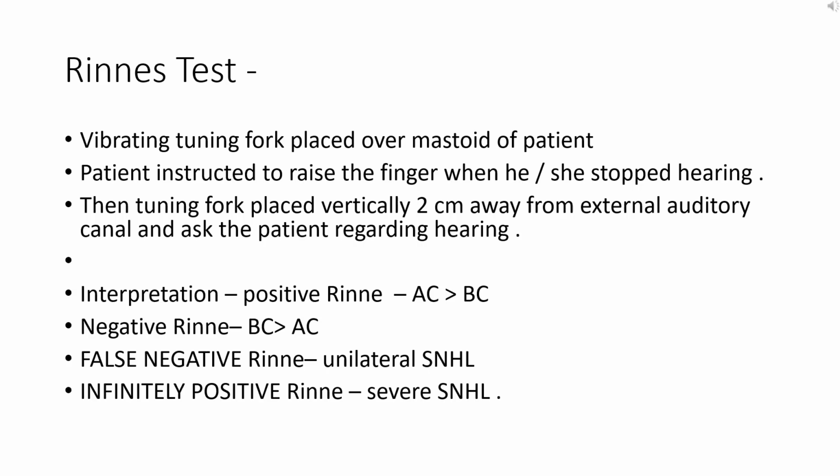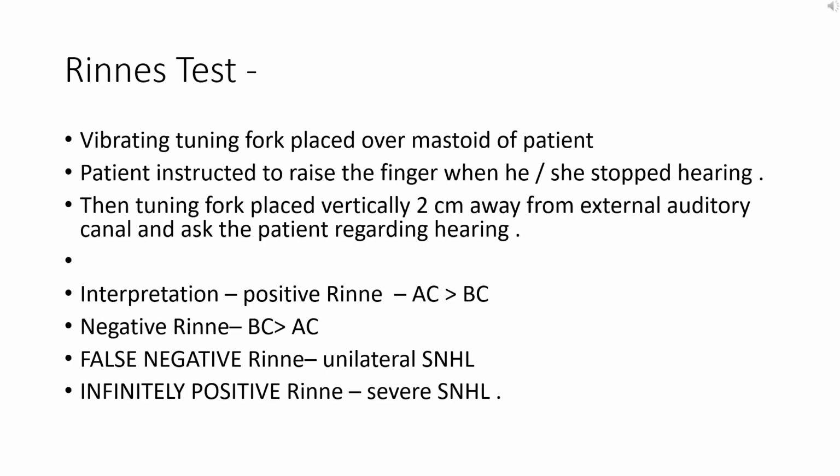Now we will discuss each one of them one by one. First is Rinne's test. In this, the vibrating tuning fork is placed over the mastoid of the patient, and the patient is instructed to raise the finger when he or she has stopped hearing. Then we can also place the tuning fork vertically 2 cm away from the external auditory canal, and ask the patient if he or she is hearing the tuning fork's vibration in front of the external auditory canal.